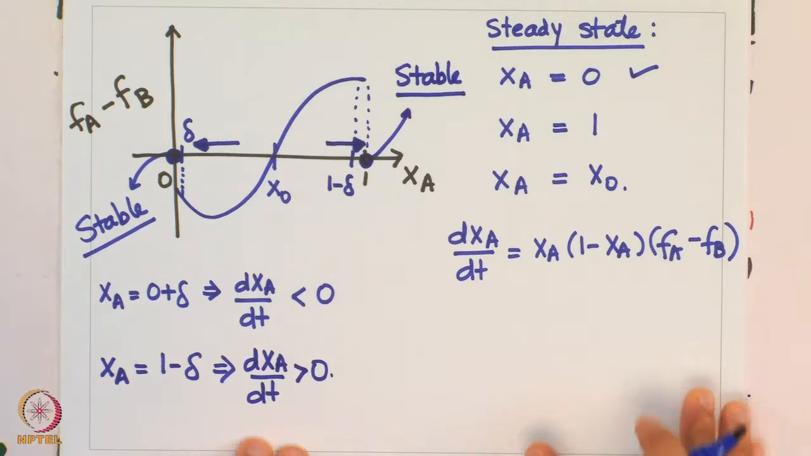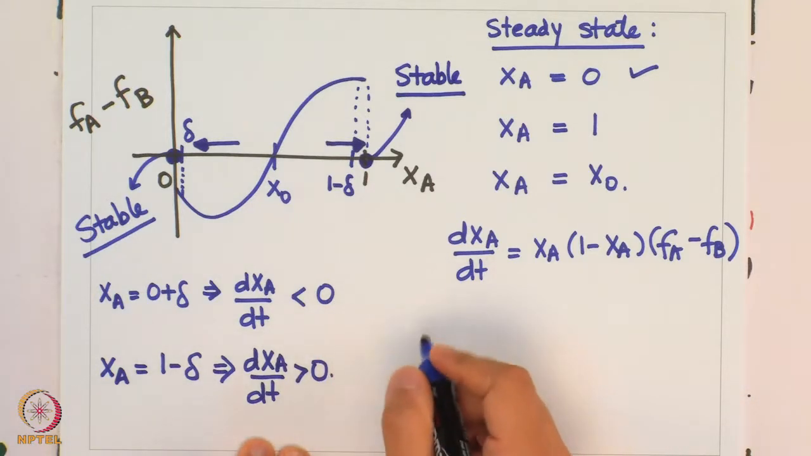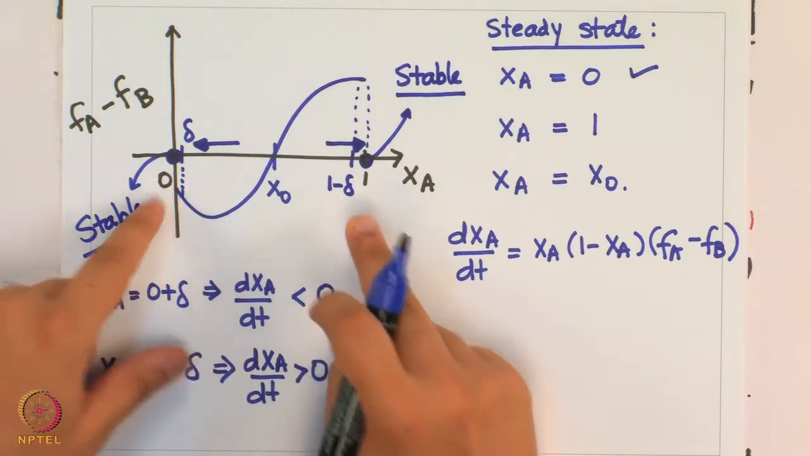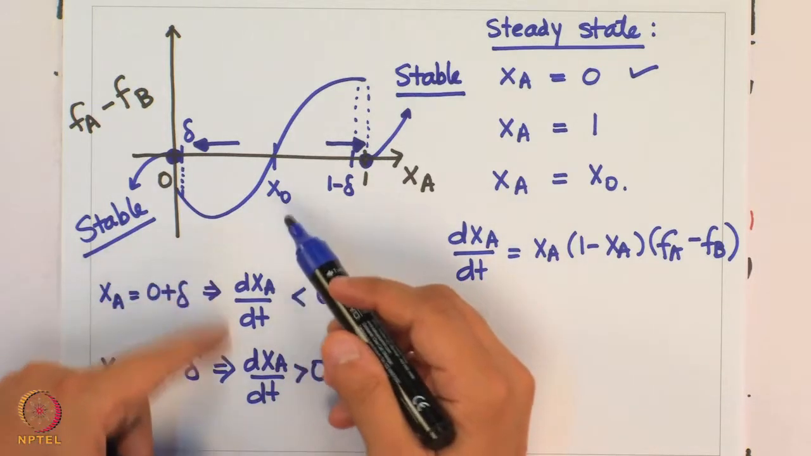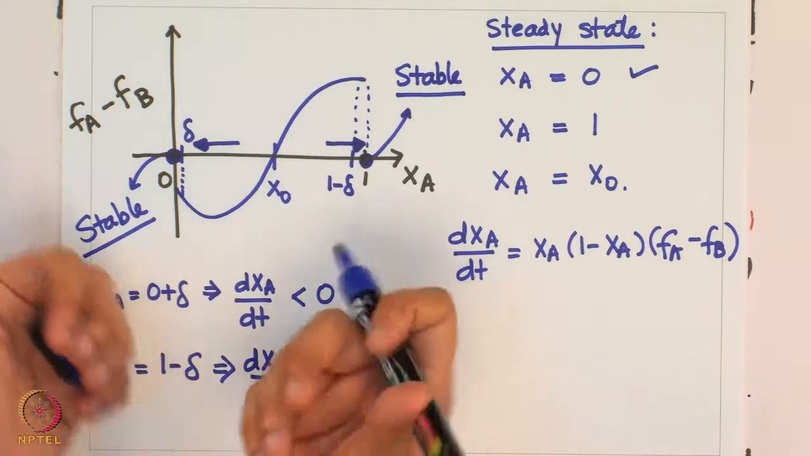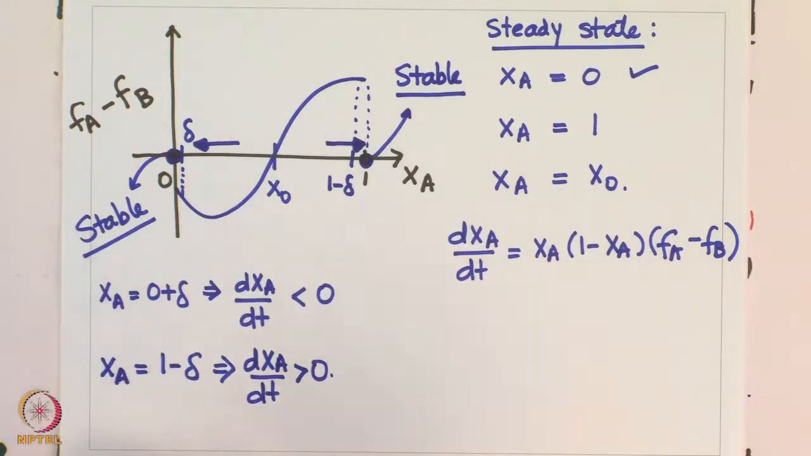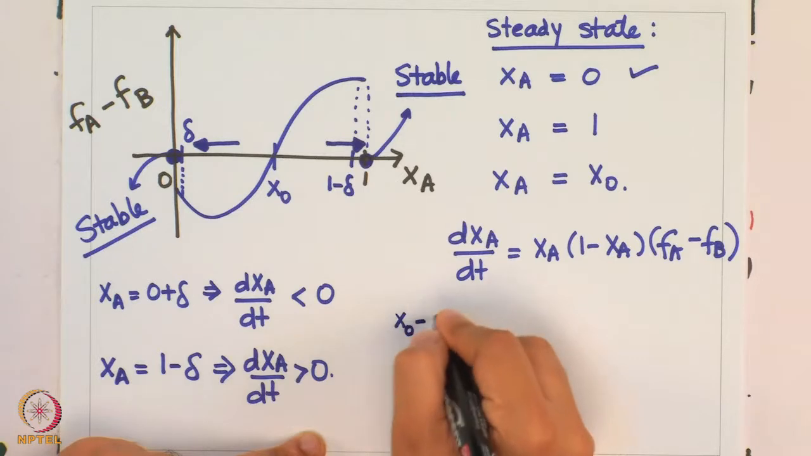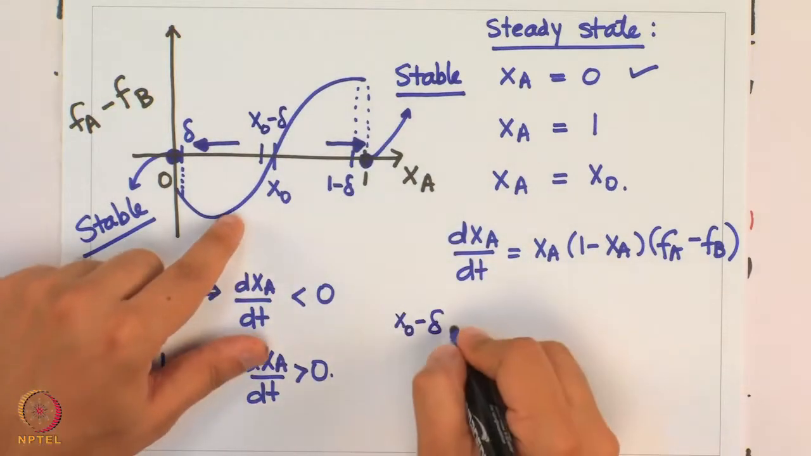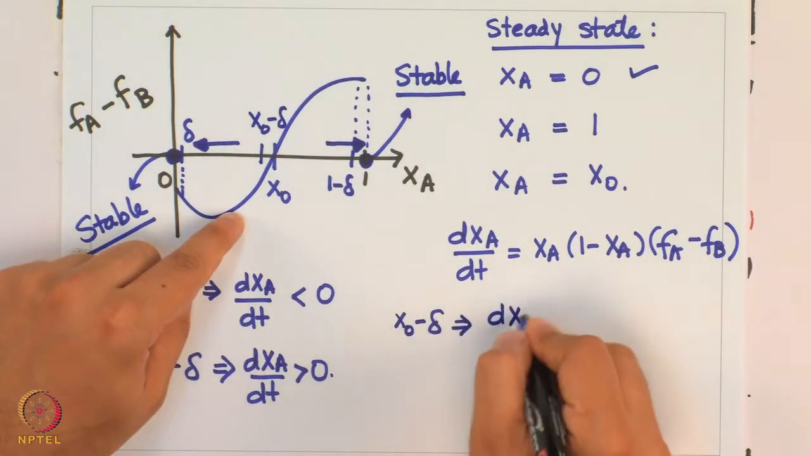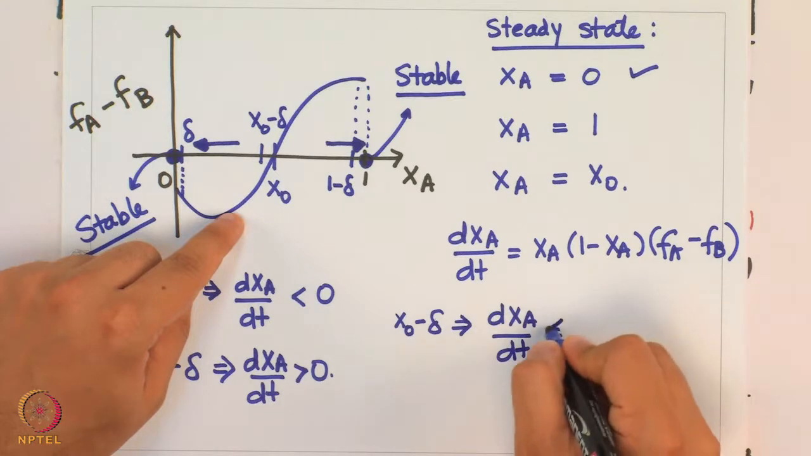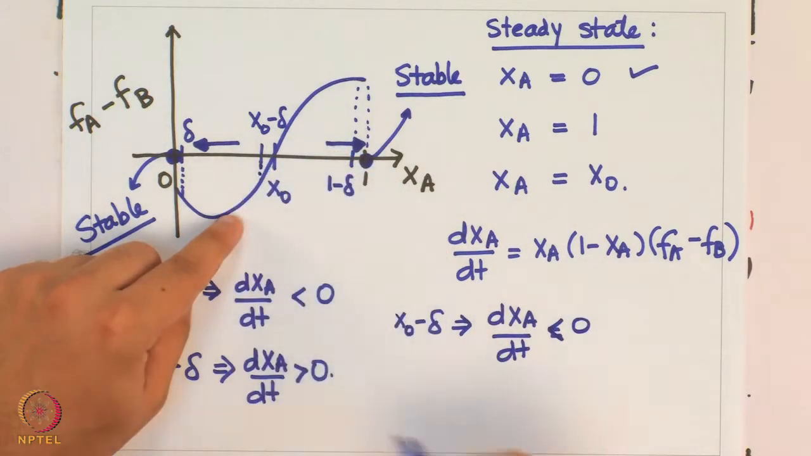And our last intermediate point, which we will again disturb two ways, but intuition here, or this analysis of the other two steady states associated with the system, suggests that x naught should be an unstable steady state, because the system wants to move away from this particular steady state. So, if we deviate x naught to x naught minus delta, which is somewhere over here, then at this point dx a by dt is equal to positive times negative, which means a negative number, which is what is here.